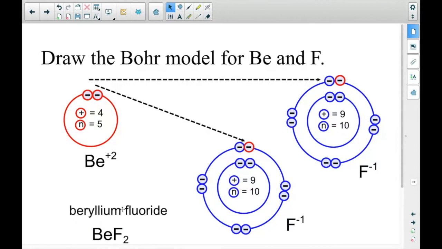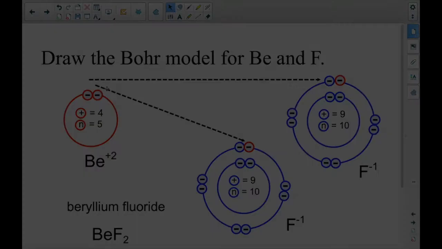We needed to do this to make sure that everybody was stable, to make sure that everything worked, to make sure that all those valence electrons were either emptied to be a full valence shell underneath it, or filled to have a full valence shell. So of course, you're going to call it beryllium fluoride, and the formula is BeF2. 1 Be and 2 Fs to make everybody happy.